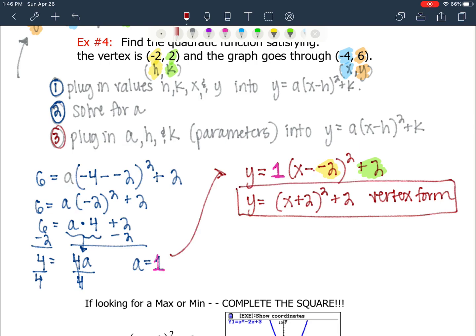However, if they want us to put this in standard form, we're going to need to multiply out our binomial squared. So y equals x squared plus 4x plus 4. That's our binomial times itself. And then plus 2 gives us, in standard form, y equals x squared plus 4x plus 6. And that's called standard form.